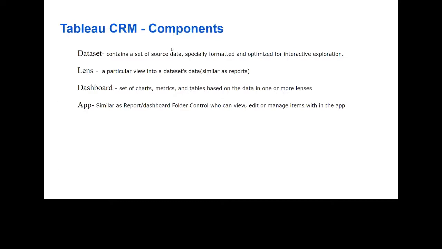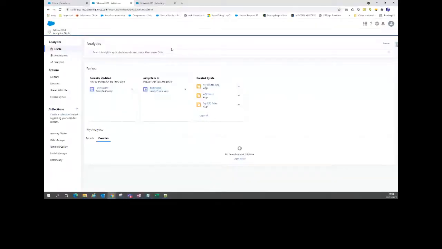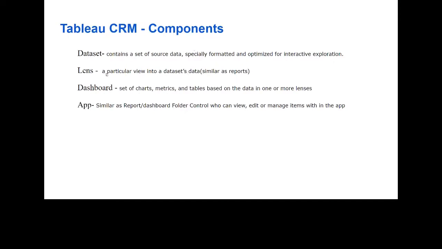Now think this data that I uploaded right now from CSV might have, for example, 1 billion records. Out of that 1 billion, I want to operate only on the accounts that have a billing state. So on top of the data set, I can take a snapshot of it. That's nothing but what comes as a lens. It's a particular view into a data set, similar to a report, into a data set's data. I can create one also.